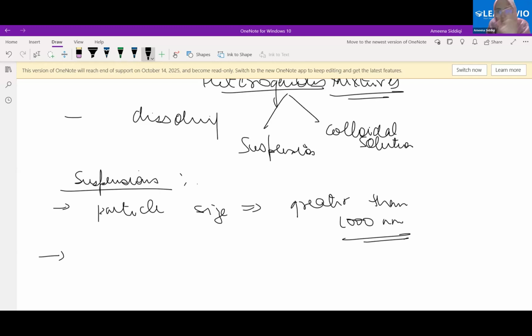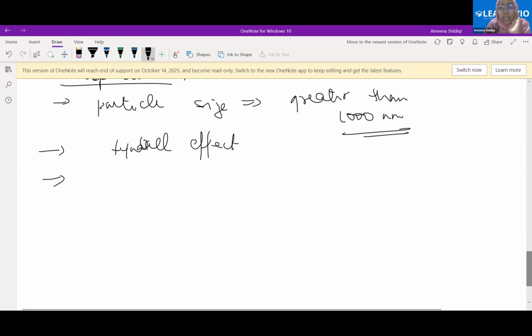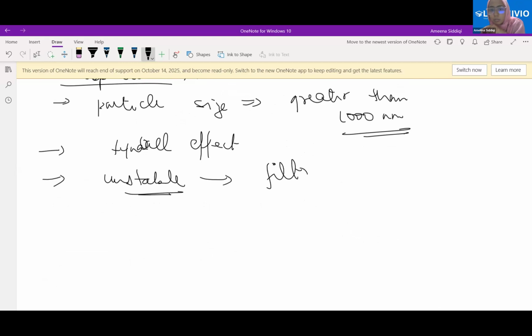Fine. Second, the particle size is quite great. Therefore, they will scatter the light. Therefore, the path of the light will be visible. Therefore, they will show the Tyndall effect. Yes or no? Fine. The third, because the particle size is quite big, they are not dissolved. Therefore, if they have been left for some time undisturbed, they will be separated out into the components, as in the case of sand and water. Therefore, they are unstable. And if they are unstable, because they have separated out into the components, they can be separated through filtration.